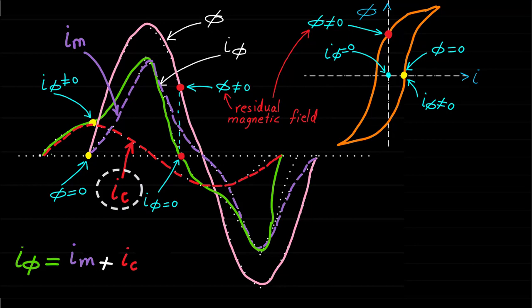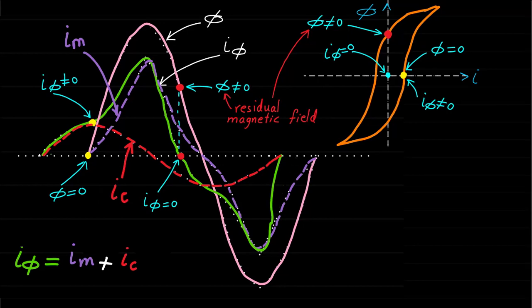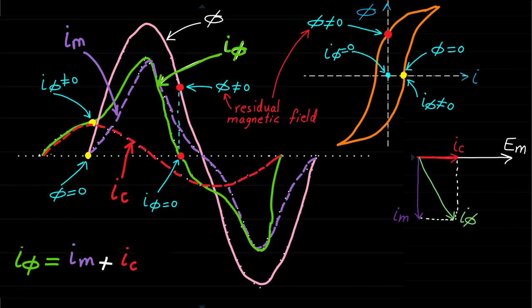The current Ic is accounting for the hysteresis power loss, and the current Im is accounting for the magnetization current of the core. The magnetization current Im is the same as the excitation current if the hysteresis loss is ignored, which was explained in case B. This phasor diagram shows the relationship between the voltage, the current Ic, the current Im, and the current I phi.